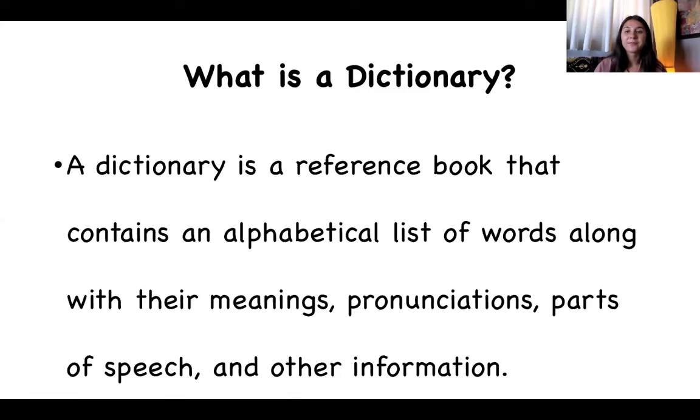Where did it come from? Is it a Latin word? Did it come from Middle English? So we do get more information in a dictionary than just the meanings. We find the meanings, how to pronounce a word, and the parts of speech. So whether it's an adjective, an adverb, a noun, and sometimes the etymology, which is the origin of a word.